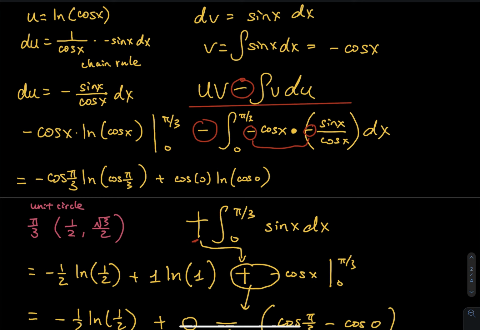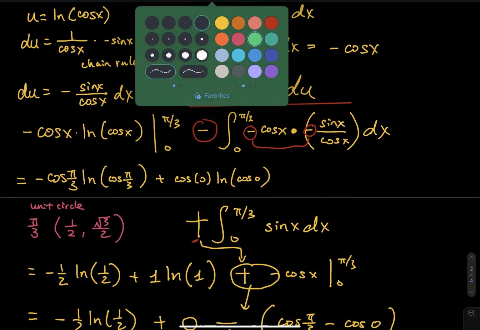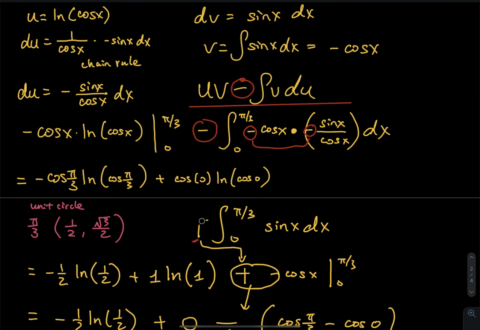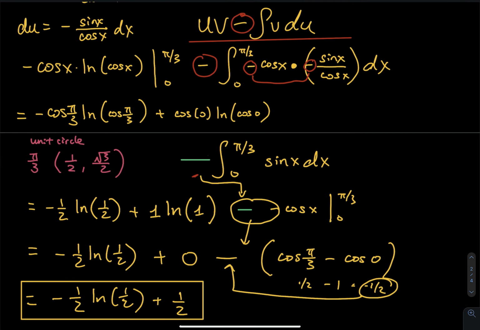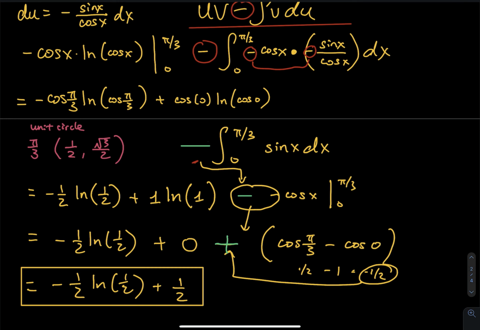So let me use another color to fix my mistake. I will use green, so that gives you a better comparison. So this is going to be a minus. Some of you might figure this out when you are working on the problem. So that will be a minus. And then this will be a minus. So this will be a minus. And then minus minus, so this will be a plus. And then since this is a plus a negative 1/2, then this will be a minus 1/2. So my note was right. Negative 1/2 ln 1/2 minus 1/2.